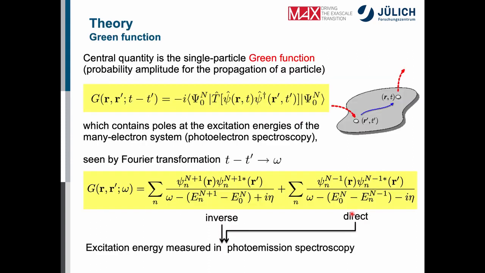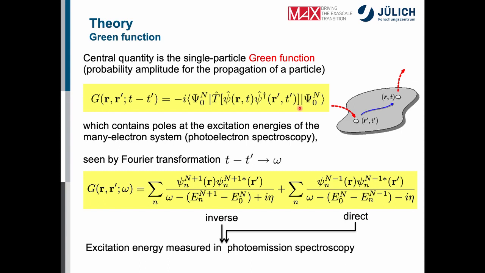The central quantity in many-body perturbation theory is not the electronic density, as in density functional theory, it is the single particle Green function, which can be interpreted as a complex generalized density. It is a function that depends on two points in space, r and r prime, and it also depends on time. Here you see its mathematical definition. But instead of discussing the mathematical definition, I rather want to give you a physical interpretation of this quantity.